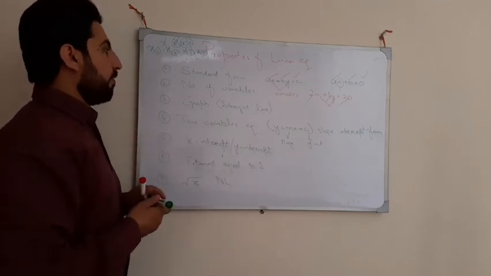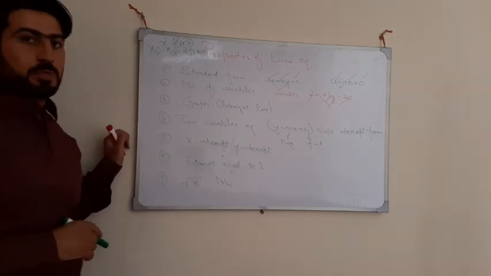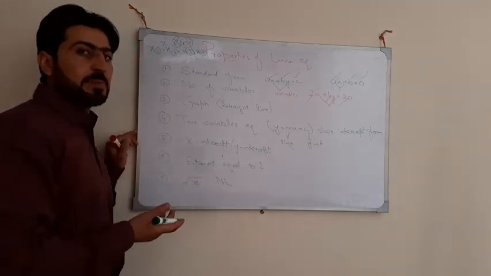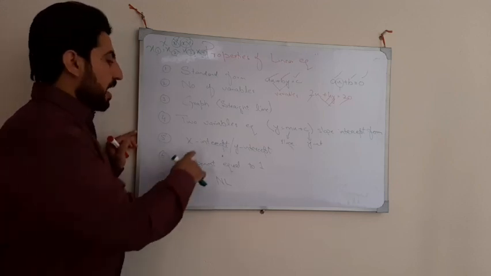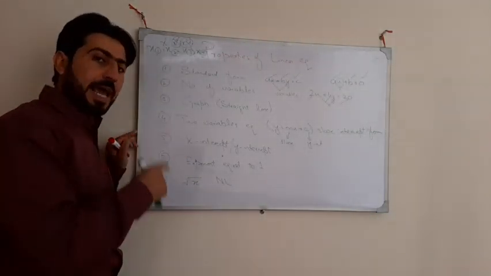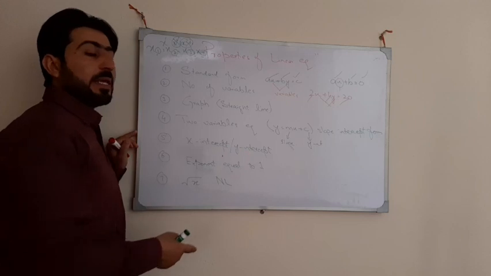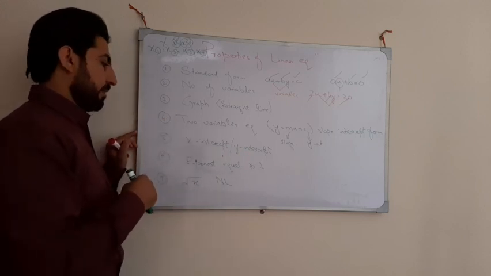The fifth property of a linear equation is the x-intercept and y-intercept. Solving the equation for the x-intercept and y-intercept. Now what is the x-intercept and what is the y-intercept? The x-intercept is the point where the line crosses the x-axis. The y-intercept is the point where the line crosses the y-axis.